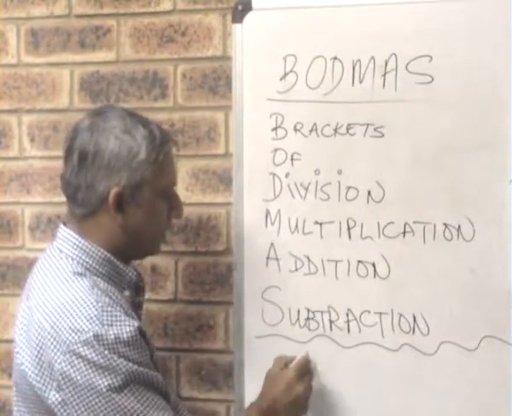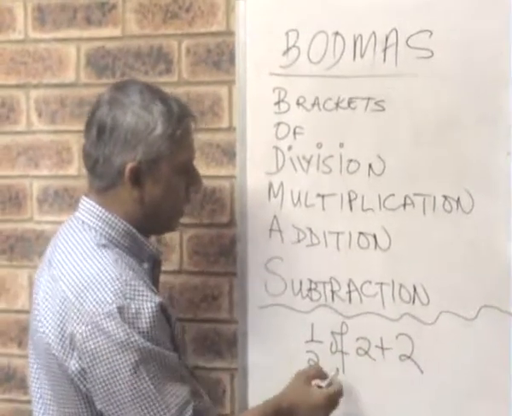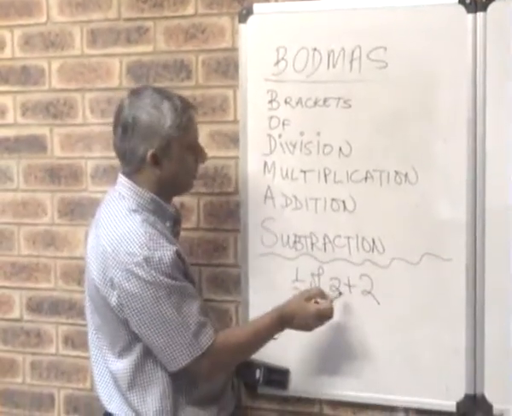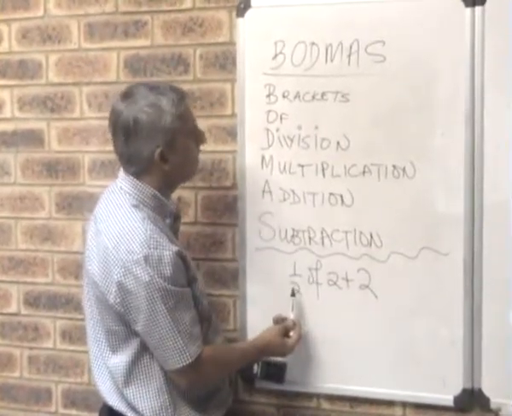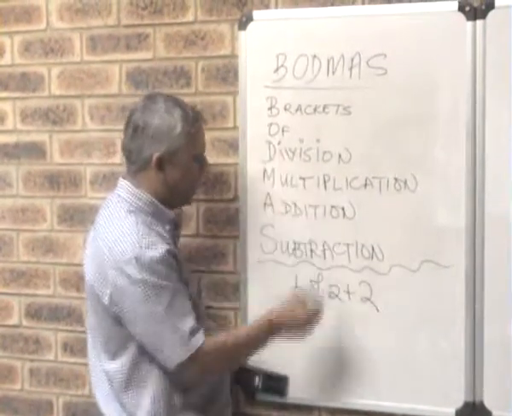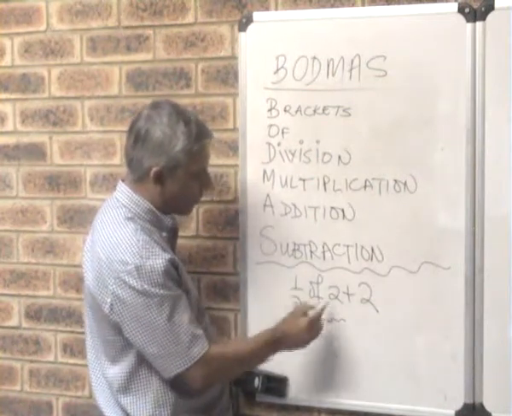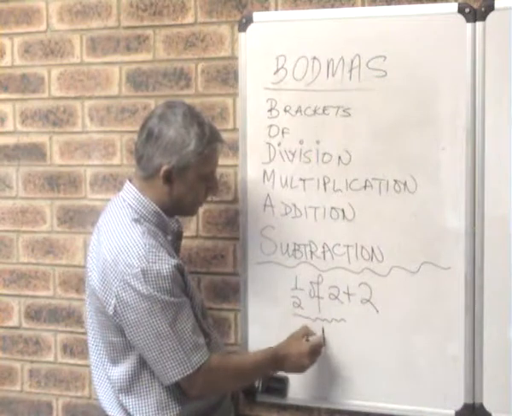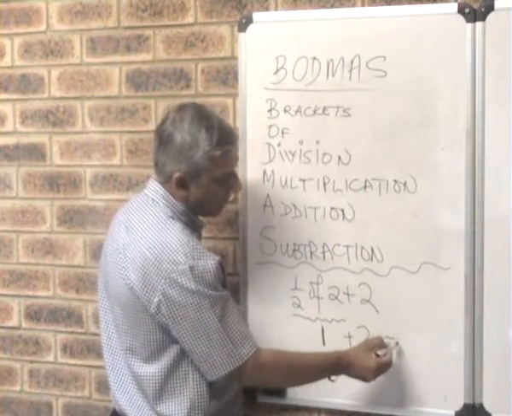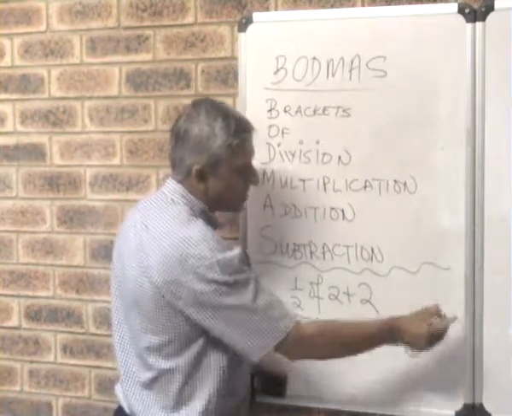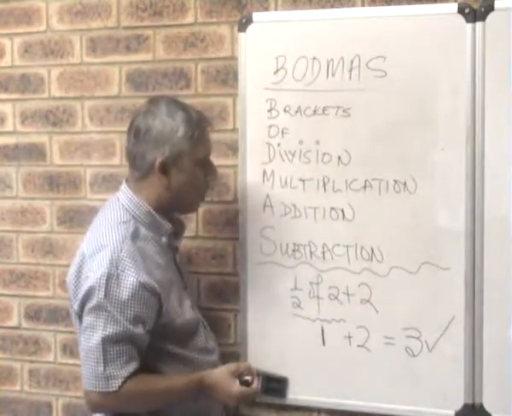Now let's take an example. Half of 2 plus 2. When you apply the rule of BODMAS here, you are looking for brackets. There are no brackets here, so you forget about it. Then you're looking for of. There is an of here, half of 2. So you have to work out half of 2 first, which is 1, and then add the 2, and that is why the answer 3 is the correct answer, because you have to apply the rule of BODMAS.